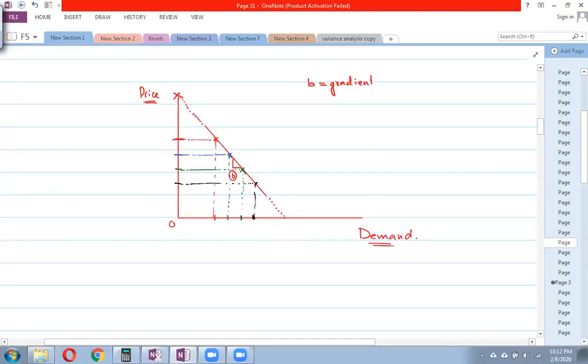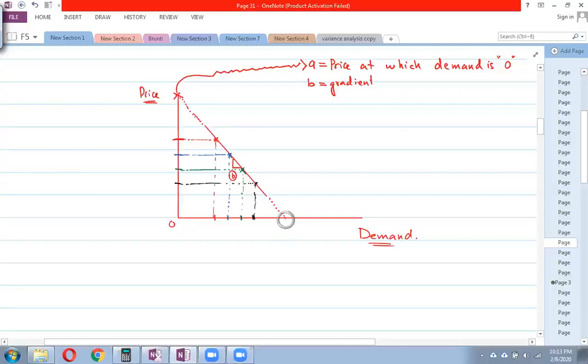So of course, if the price is very high, then the demand will be zero. So this price at which demand is zero, we'll call it A. So A is the price at which demand is zero. And what about this point, right? What is the demand at this point? This is the maximum demand, right? This is the maximum demand.